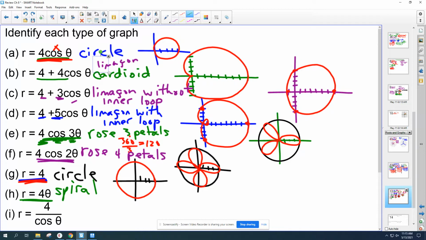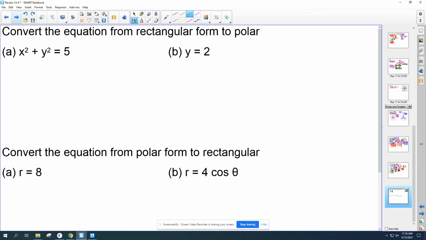And then the next one is a line. We didn't spend a whole lot of time on those. I'm not too concerned on that, but if that comes up, that's what you're looking at. Convert. We didn't spend a lot of time on this either.